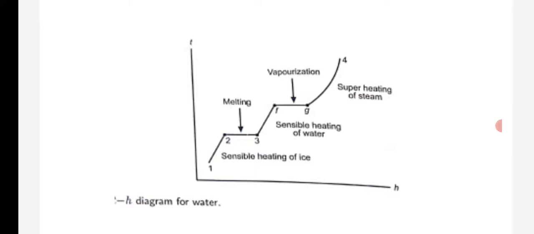You can see when I'm heating ice, from 1 to 2, let us say ice is at minus 10 degrees centigrade and I'm heating the ice, then what happens? There is sensible heating. Sensible heating means you can measure the increase in temperature. So from minus 10 it will go to minus 9, minus 8, minus 7, minus 6, minus 5, minus 4, minus 3, minus 2, minus 1, then 0. So at point 2, it comes to 0.